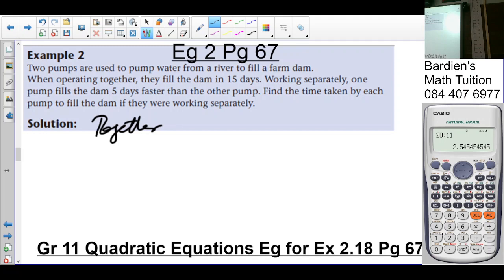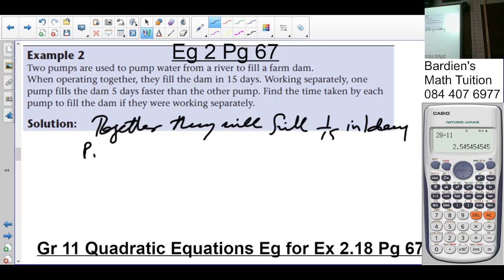So together, they will fill how much of the dam in 1 day? 1 over 15 in 1 day. You all agree with that? Because if it takes 15 days to fill the dam, in 1 day, it will fill a 15th of the dam. Not so? Then we are told when operating together, okay, we got that. Working separately, 1 pump fills the dam 5 days faster than the other. So let pump 1 be the slower pump.